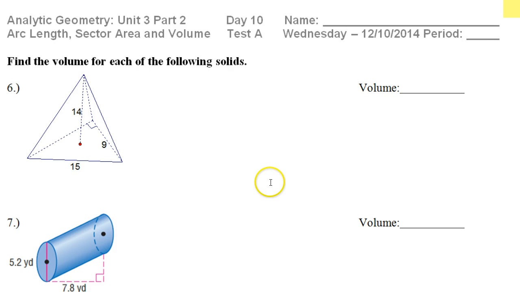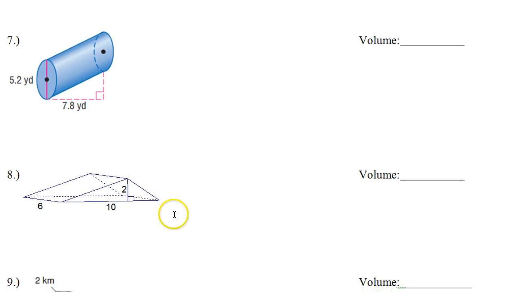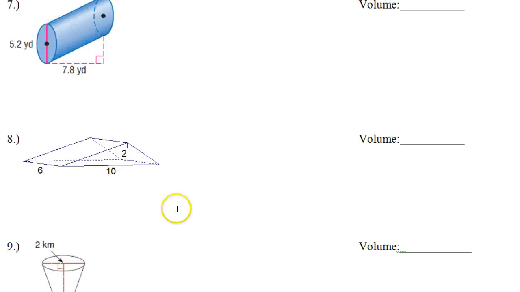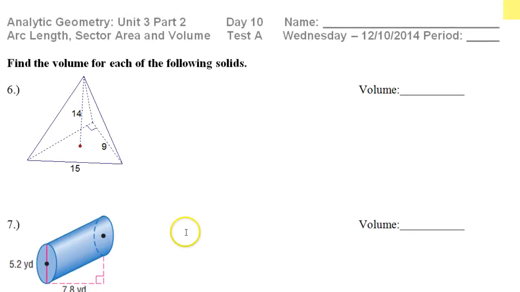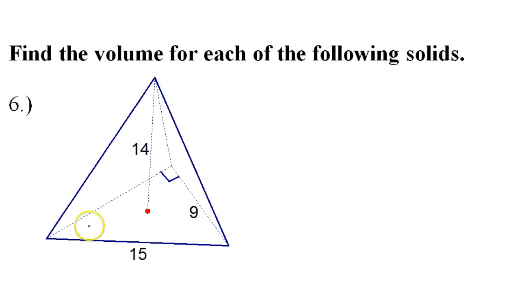This is part 2 of a review of arc length, sector area, and volume. In this video, we will focus on finding the volume of solids like pyramids, cylinders, prisms, and cones. Alright, we're supposed to find the volume for each of the following solids.